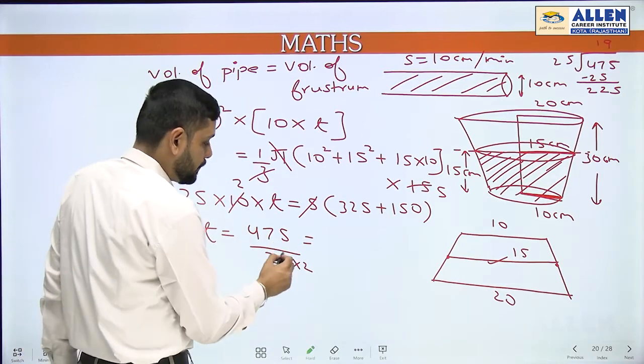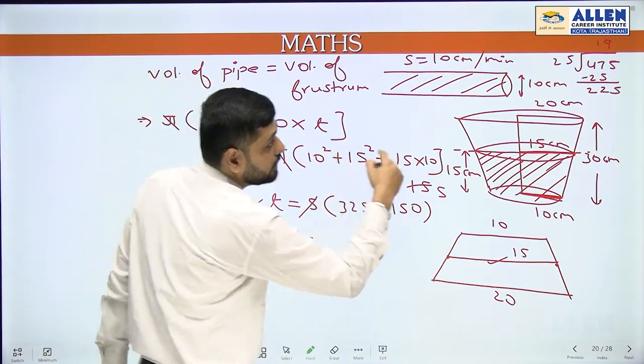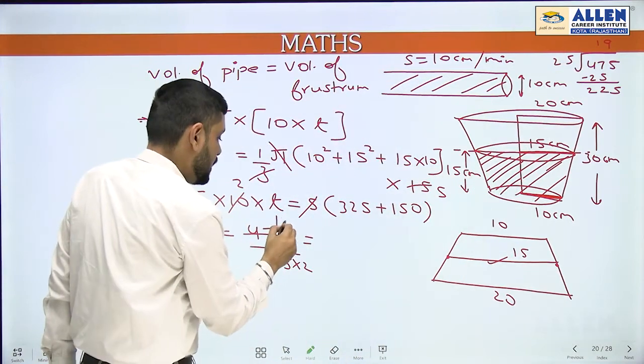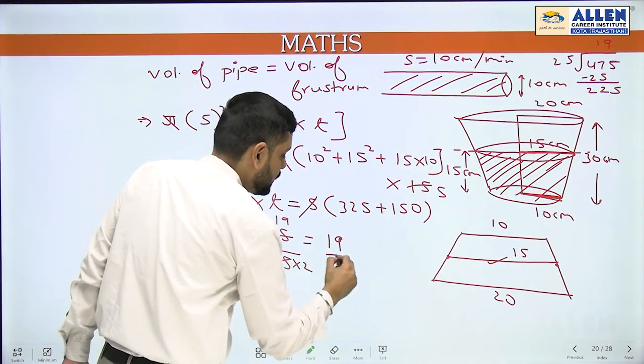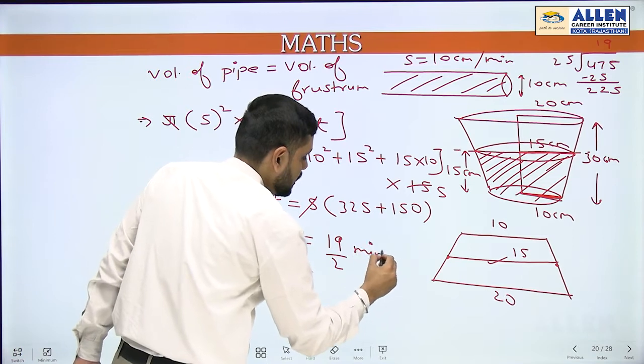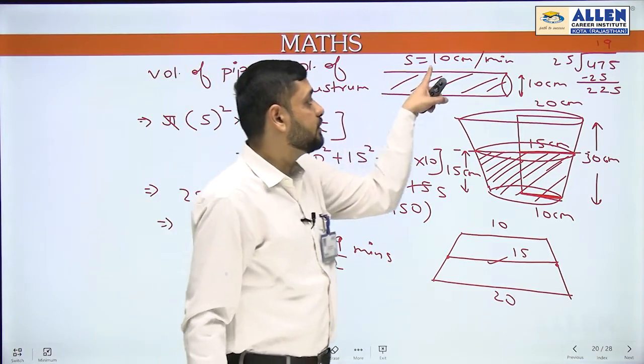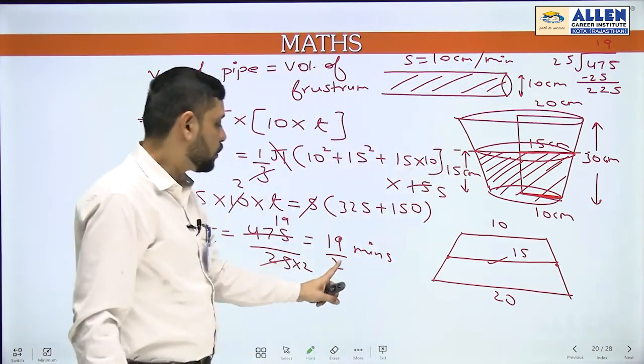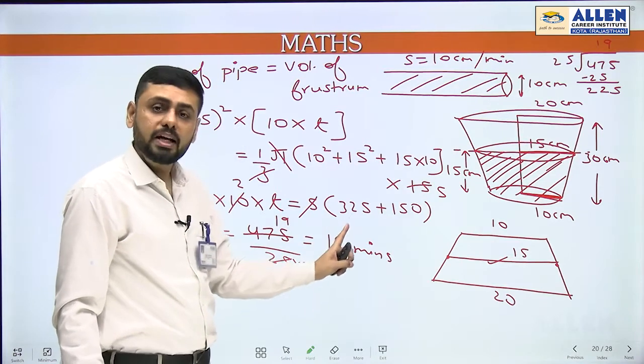So, it will become what? It will get cancelled how many times? It will get cancelled 19 times, and 2 is here. So, the answer will be 19 by 2 minutes. And why in minutes? Because speed is given as 10 centimeter per minute. So, we got the answer as 19 by 2 in minutes.